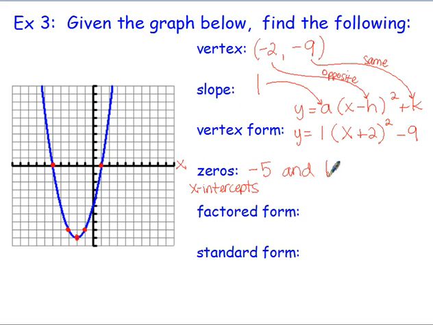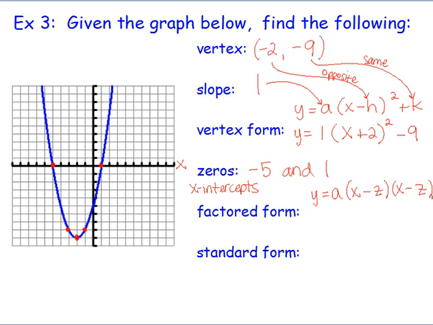Now, factored form is something that's new to us, but we need factored form in order to get standard form. So let me show you what factored form looks like. It looks like y equals a times x minus your first zero times x minus your second zero.